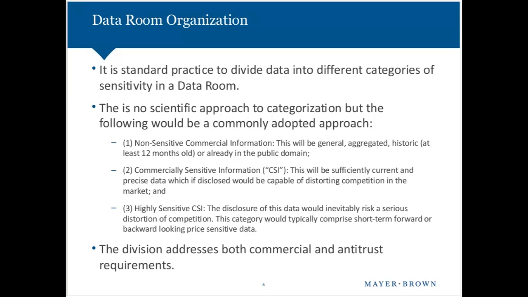Second, we have commercially sensitive information, sometimes named CSI, and this will be sufficiently current and precise data which, if disclosed, would be capable of distorting competition in the market. And third, we have so-called highly sensitive commercially sensitive information, highly sensitive CSI, and the disclosure of such information would inevitably risk a serious distortion of competition. This category would typically comprise short-term, forward, or backward-looking price-sensitive data. Examples in a table will be shown later.